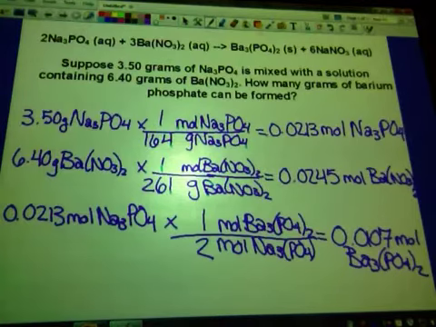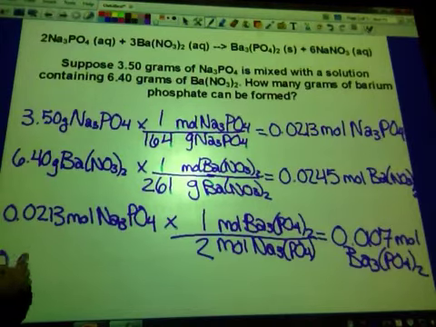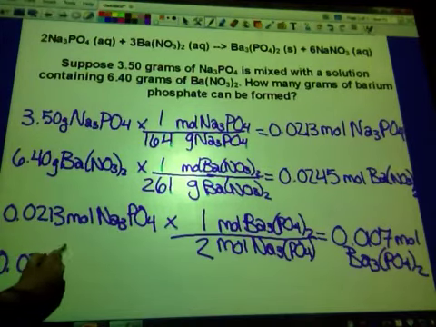Okay, well, I found the amount of moles for one of the reactants. I need to do that for the next one, for the barium nitrate reactant. So let's do the exact same thing, but we're going to do it for barium nitrate now instead. So barium nitrate gave me 0.245 moles.